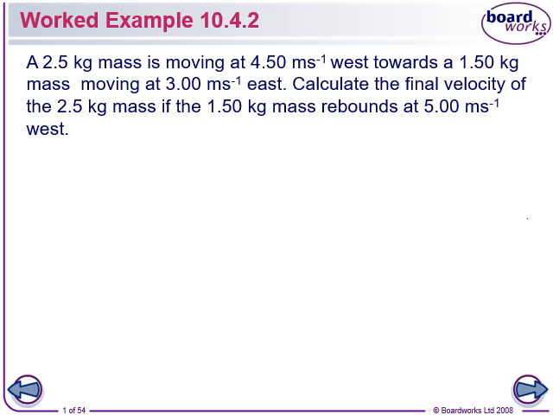A 2.5 kilogram mass is moving at 4.5 meters per second west towards a 1.5 kilogram mass moving at 3 meters per second east. Calculate the final velocity of the 2.5 kilogram mass if the 1.5 kilogram mass rebounds at 5 meters per second west. What? Okay, let's have a look at how we would do this.